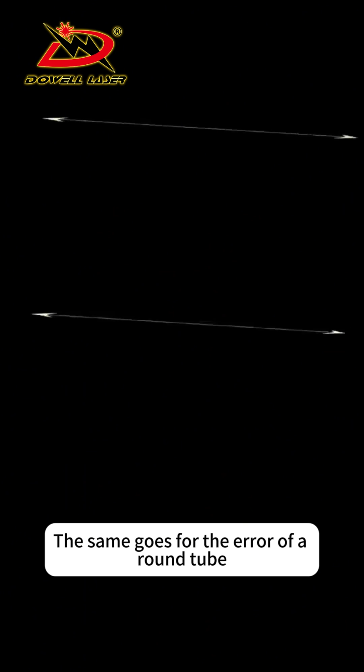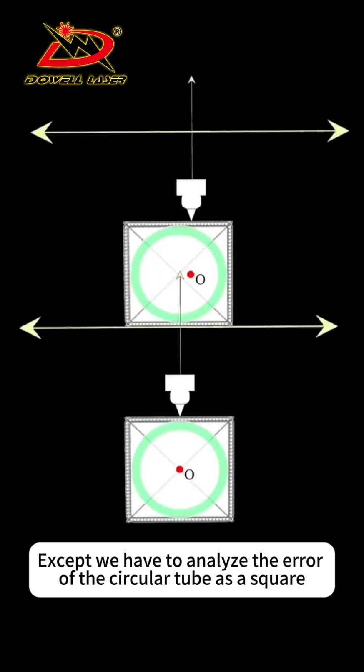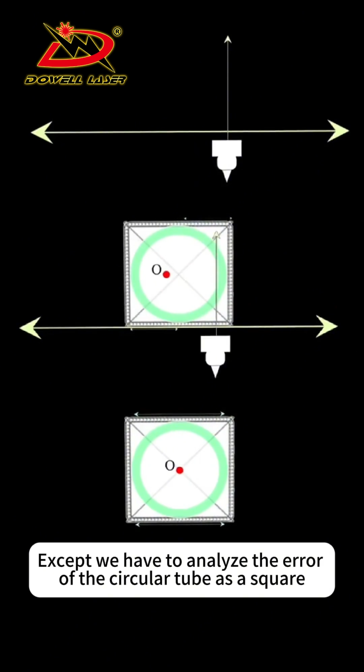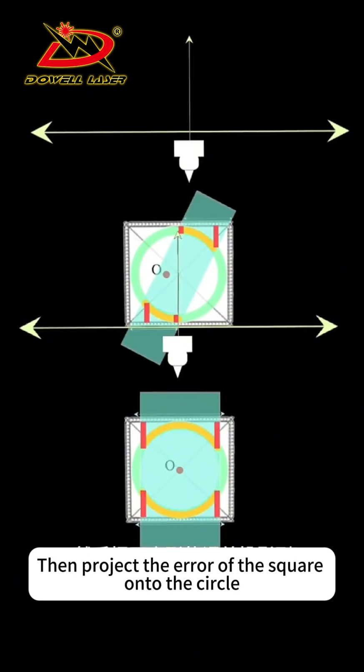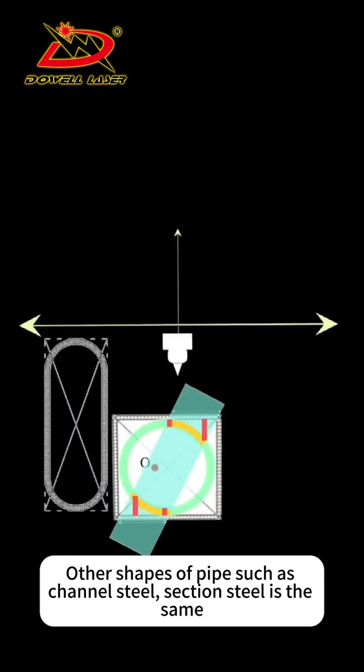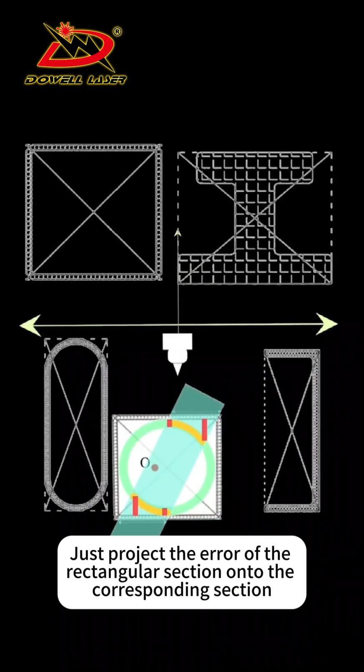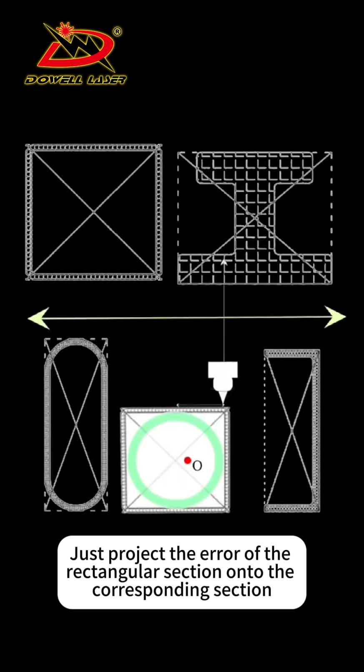The same goes for a round tube, except we have to analyze the area of the circular tube as a square. Then project the area of the square onto the circle. Other shapes of pipe such as channel steel and section steel are the same. Just project the area of the rectangular section onto the corresponding section.